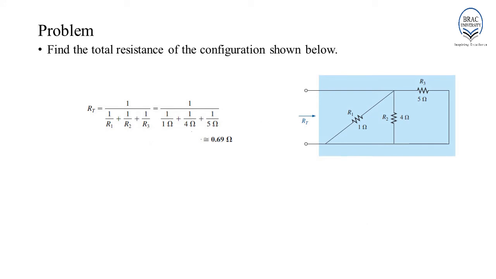Example: find the total resistance of the configuration shown below. In this circuit, R1, R2 and R3, all these three resistors have two points in common. That is, at this node, R1, R2 and R3 have a common connection, and over here at this node, R1, R2 and R3 have a common connection. Therefore, the total resistance RT will be equal to 1 divided by 1 by R1 plus 1 by R2 plus 1 by R3, which is equivalent to 0.69 ohm.